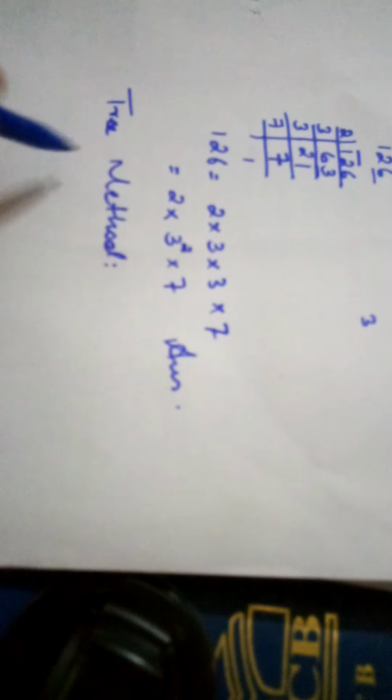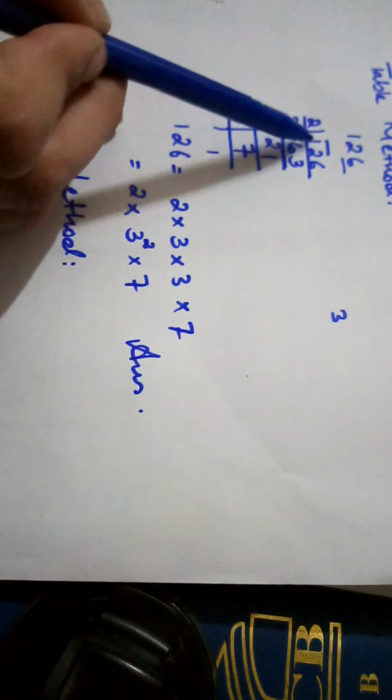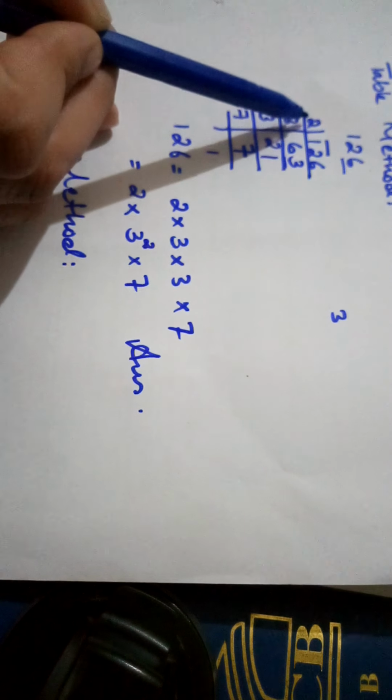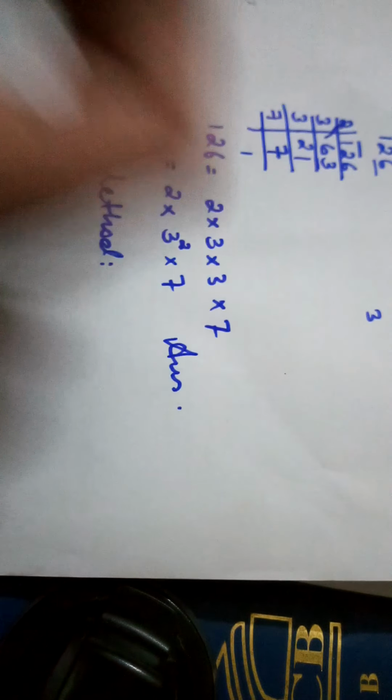Okay, 126. What is our main term that needs to be divided? It is 126. Make the factors of 126. Just check it out. 126 is first divided by two numbers. How many factors from 126 will we get? Just take it in the slanting form.